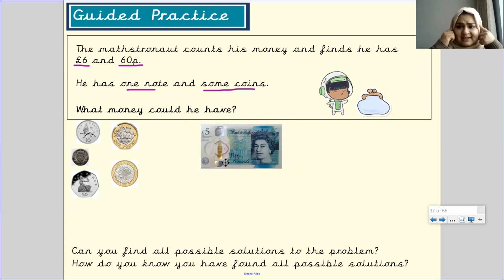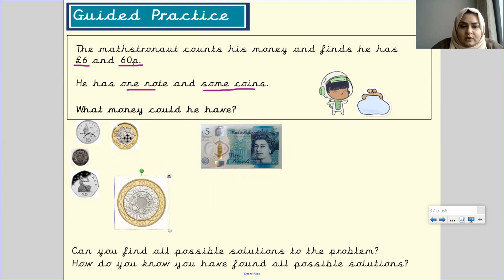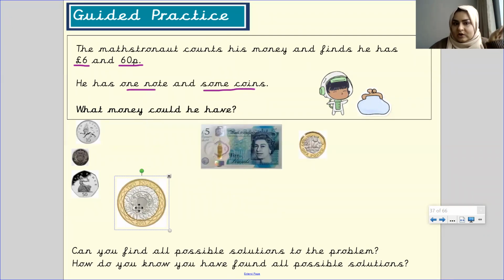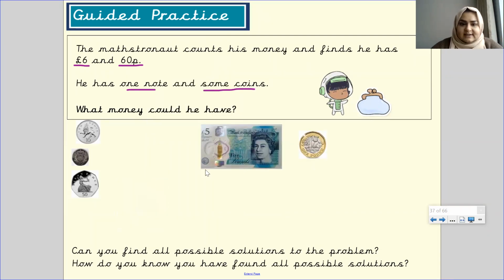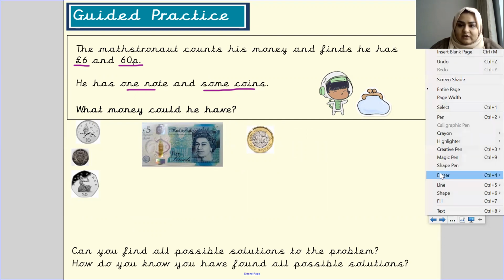But I need to make £6. How am I going to make £6? Am I going to use a £2 coin or a £1 coin? Fantastic. I'm going to use a £1 coin because £5 add £1 gives me £6. If I had used £2, that means I'd have more pounds than what he has, and that is not what the answer is. So now I've used one note, which is correct.